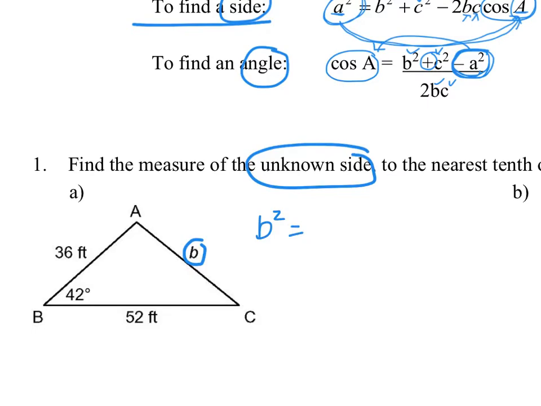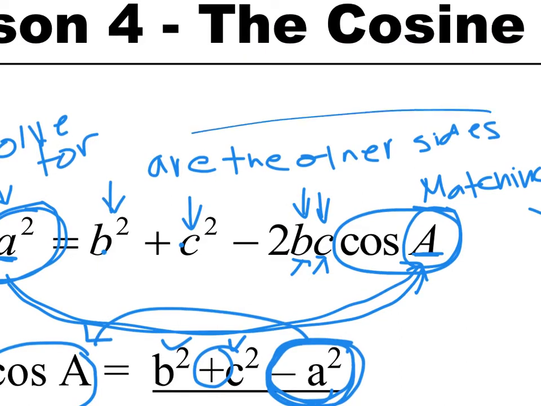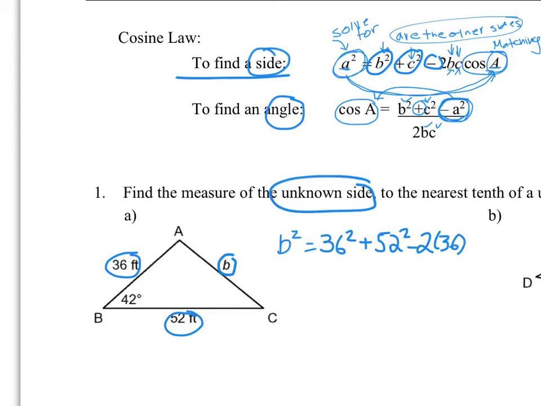What you need to know is that B and C are what in this equation? What are they? The other sides. So now, do I have the other sides? Yeah, they're 36 and 52. So what do we do to those other sides? We square them and add them together. So let's do that. 36 squared plus 52 squared. Then what else do I have to do with this equation? Minus 2 times 36 times 52.